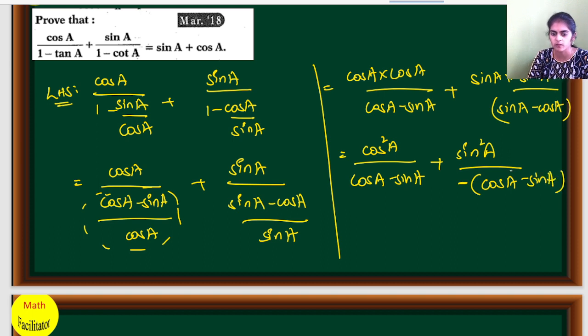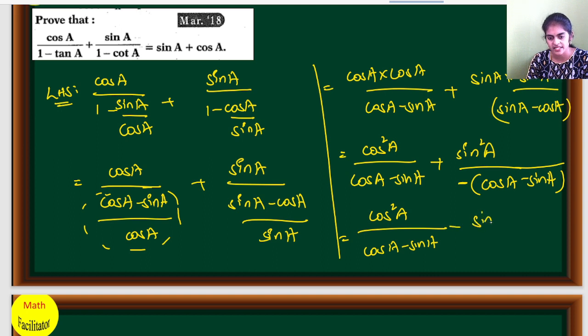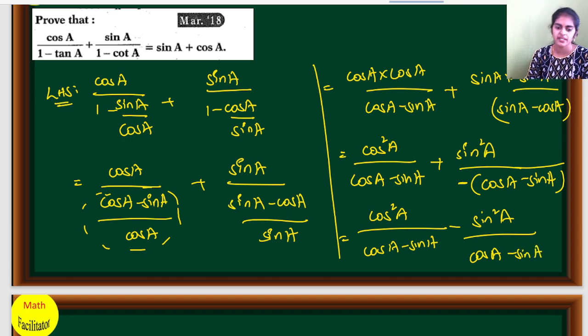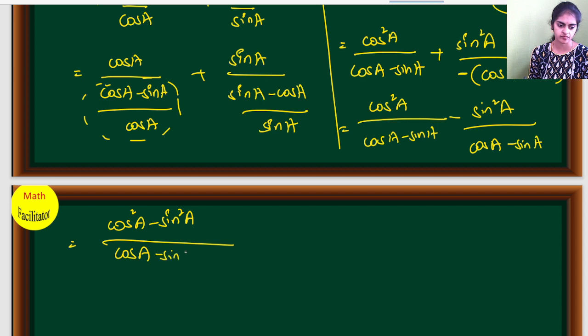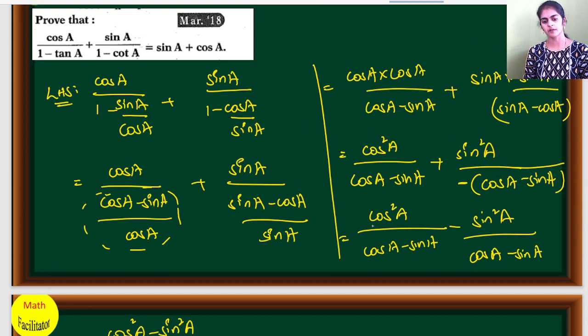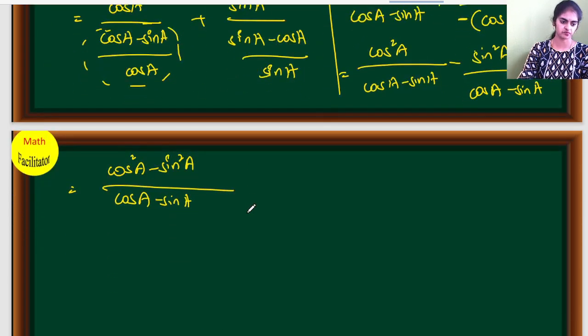I just want to make both the denominators the same. So now how can we write this: cos square a by cos a minus sin a, a minus comes, plus into minus is minus sin square a by cos a minus sin a. Now take the LCM, both the denominators are the same, isn't it? So the LCM gives cos square a minus sin square a whole divided by cos a minus sin a. Denominator is the same, so you can directly take the numerator. So cos square a minus sin square a is like a plus b into a minus b.